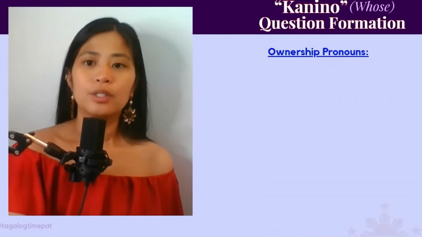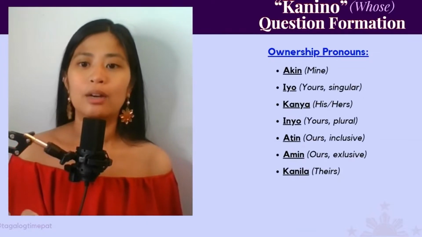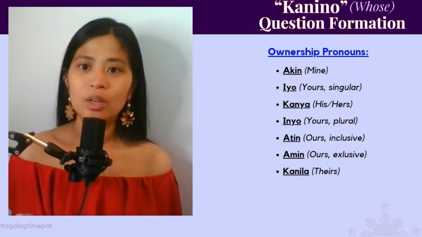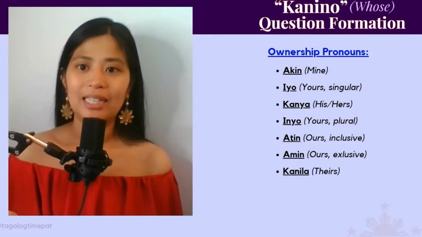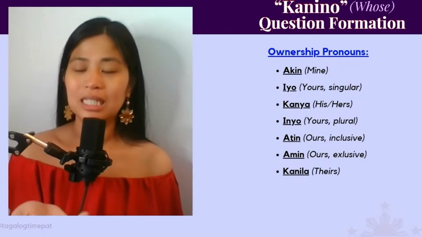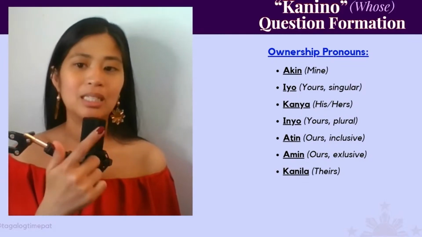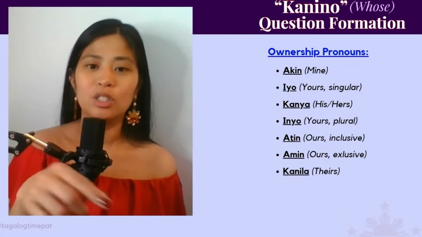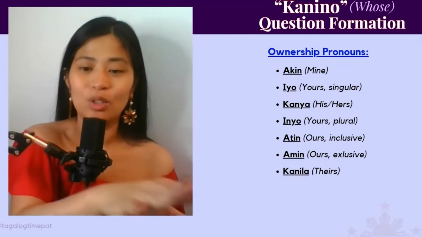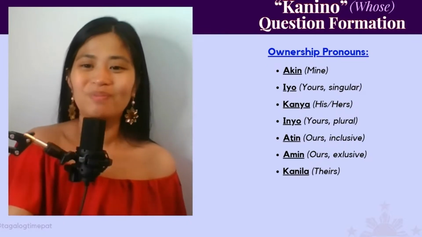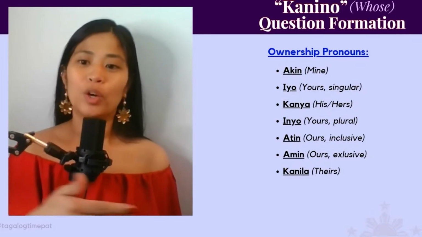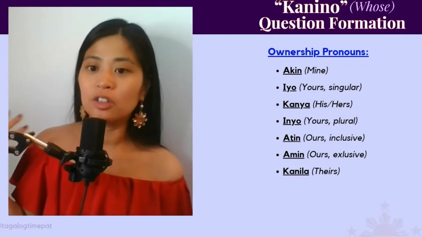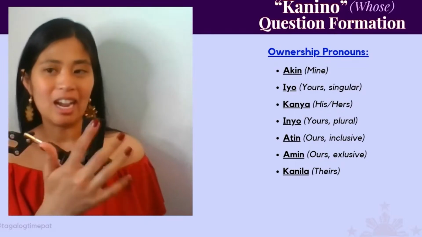Okay, so here are some more ownership pronouns that you could use when answering a kanino question. So, akin means mine. Iyo means yours singular. Kanya means his or hers. Inyo means your plural. Maybe it's your house, bahay ninyo, or inyo. And then atin is our inclusive. Amin is ours, me and my husband, Chris. And then kanila is theirs.